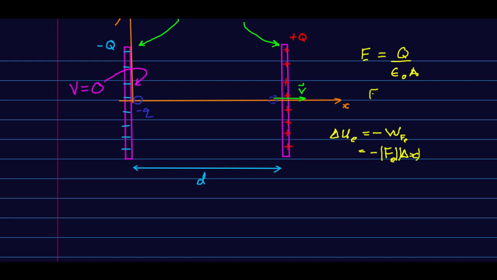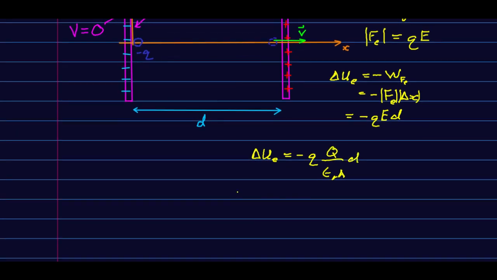That electrical force, then, its magnitude is just going to be QE, right? We can always do that. We can get a force on a charge if we know the electrical field. So here we go. We've got negative QE delta x, but delta x is just d. That's the distance traveled. And so our delta U_E is negative Q, capital Q over epsilon naught A, times d.